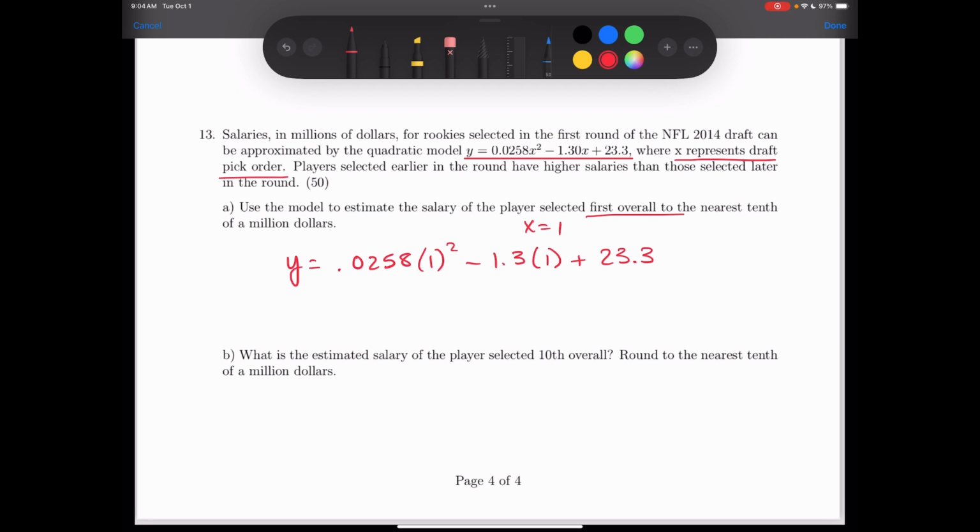And let's see, what do I get? 0.0258 minus 1.3 plus 23.3. This ends up coming out to be 22.0 million. So remember, it says it's in millions of dollars. So basically, the first round draft pick gets $22 million for their rookie contract.